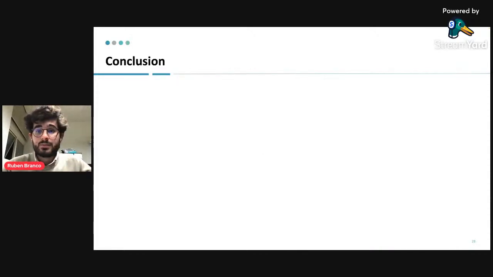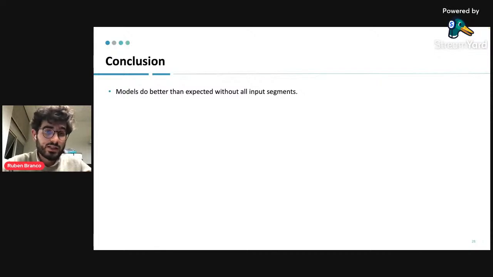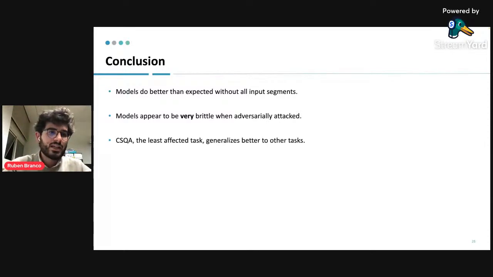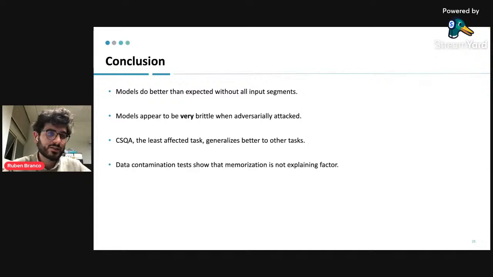So, conclusions. Models do better than expected without all the input segments. This should not be happening. This is really indicative that the models perhaps are using shortcuts to perform the task and really not doing the task how we meant them to, which is a very tricky thing. Models appear to be very brittle when adversarially attacked, which seems to come from this very surface-level understanding or learning of the tasks. And then Common Sense QA, which is the least affected task, generalizes better to other tasks, which is what we saw in the cross-task experiment.